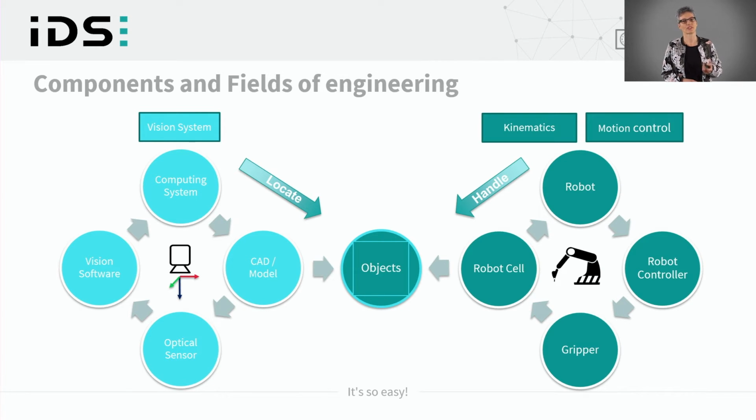Then we have the kinematics and the motion control, which are engineering fields to figure out the angles of the robot joints and to achieve smooth and accurate motion of the robot towards the object. In this video, we'll focus on the vision system.